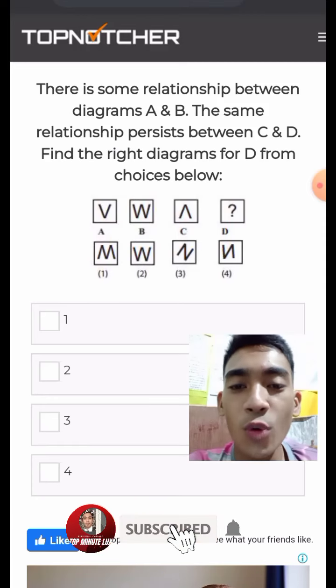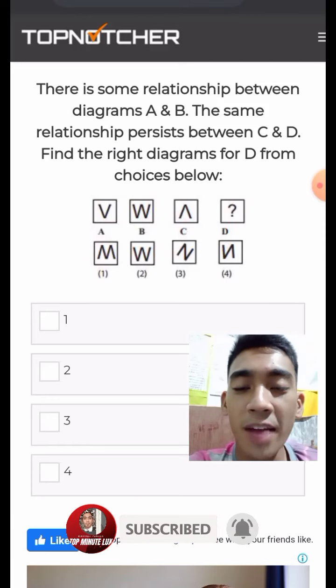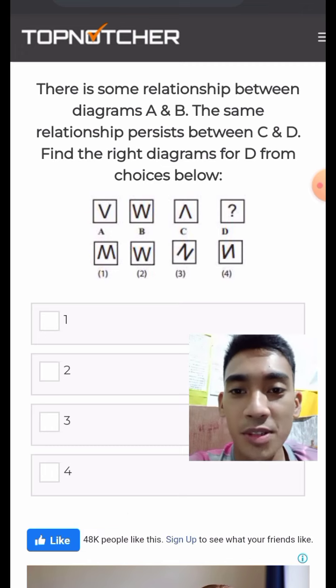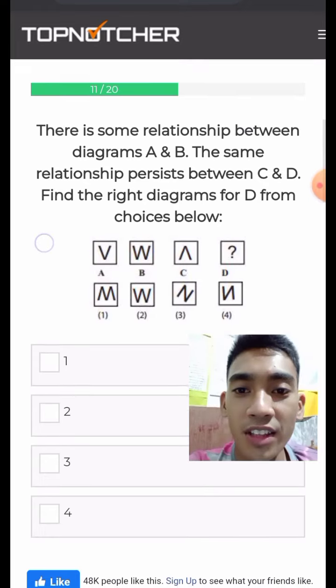This time, let's go with part 2 of our AFPSAT examination preparation, particularly on abstract reasoning. This time, we are on number 11.